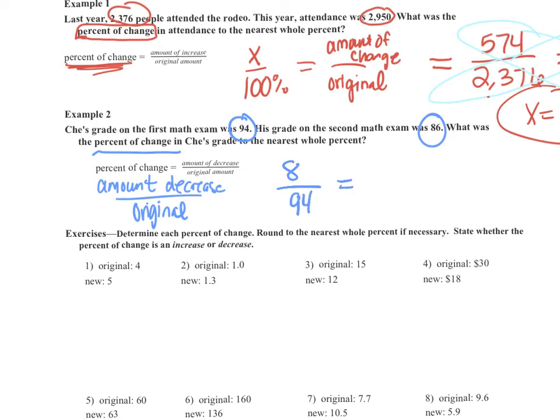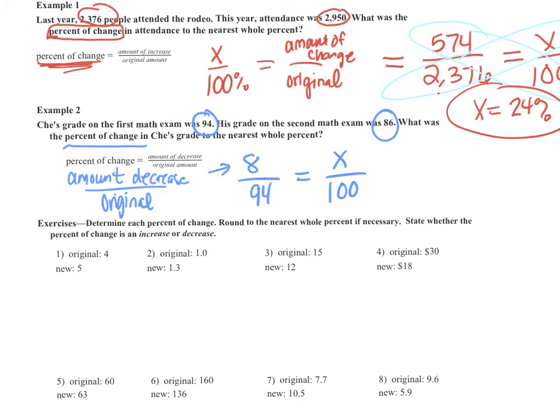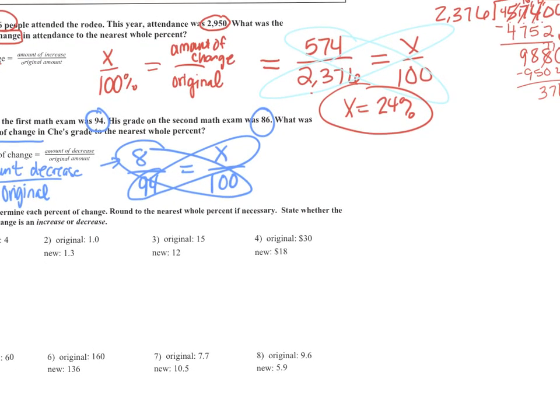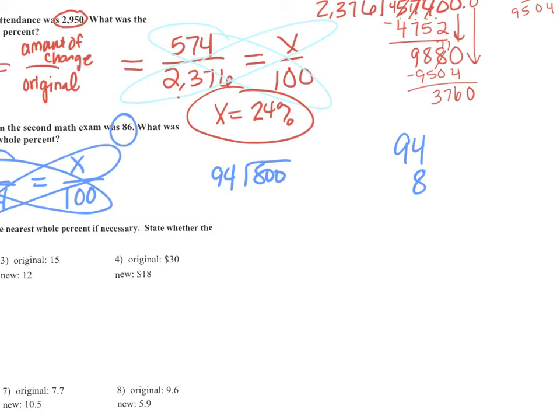So you've got 8 over 94. The second half of my proportion has got to be x over 100, because I'm looking for a percent. I want to see how much that changes in percent. So we're going to cross multiply and divide. I've got 800 divided by 94. So let's try 8.